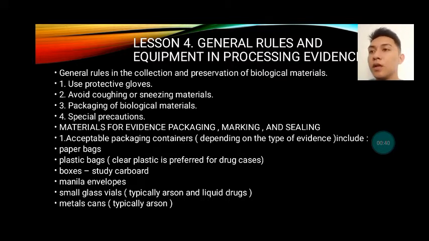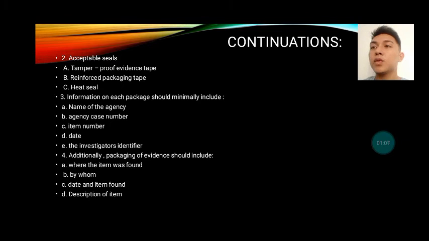Number 1. Acceptable packaging containers, depending on the type of evidence, include paper bags, plastic bags (clear plastic is preferred for drug cases), boxes, sturdy cardboard, manila envelopes, small glass vials, typically for arson and liquid drugs, and metal cans, typically for arson. Number 2. Acceptable seals. A. Tamper-proof evidence tape.